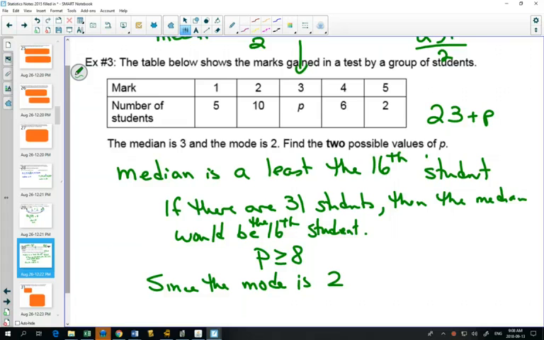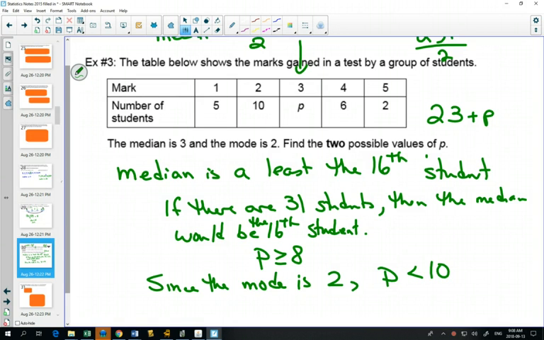What does that tell us about P? It's smaller than 10. Can it equal 10? No. Because if it equaled 10, this data would have two modes. It would be called bimodal.